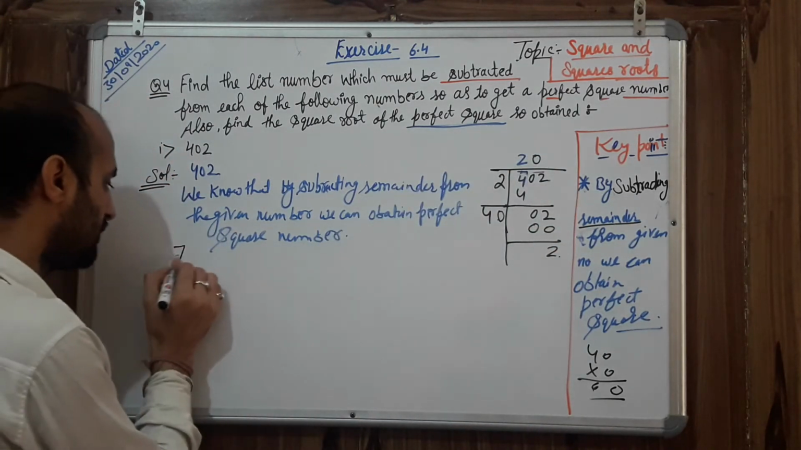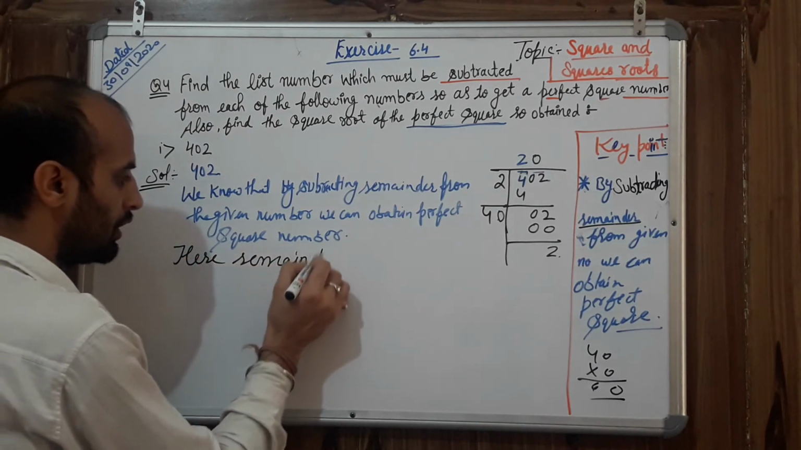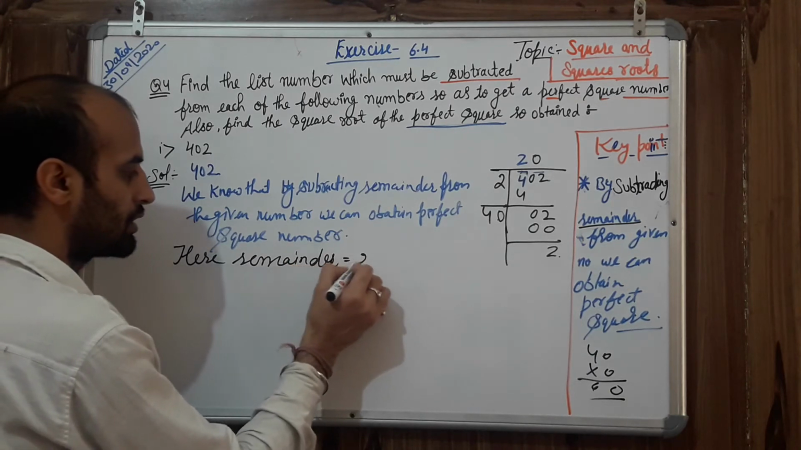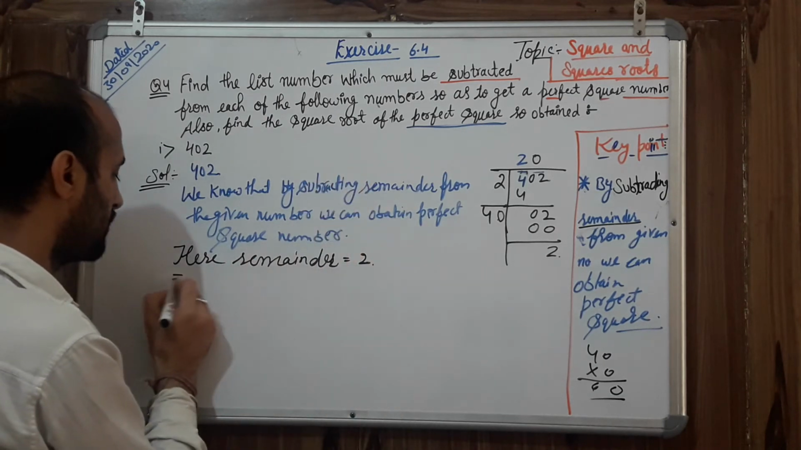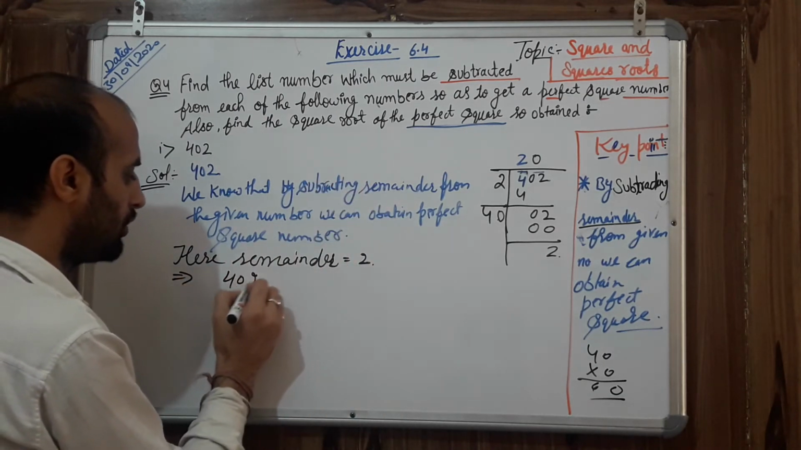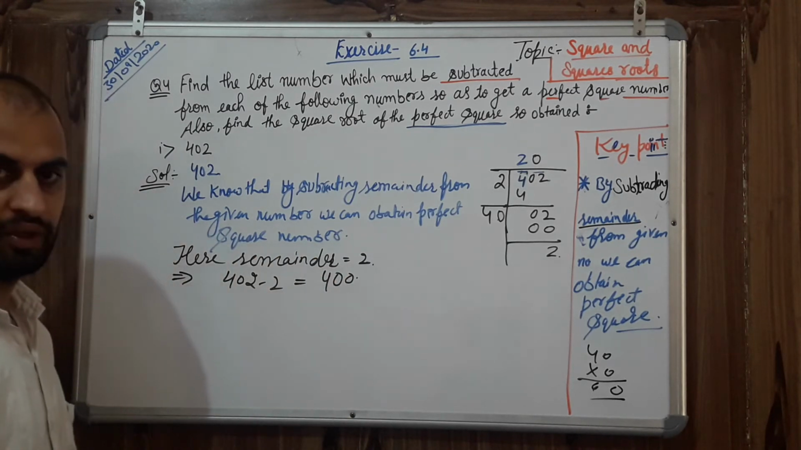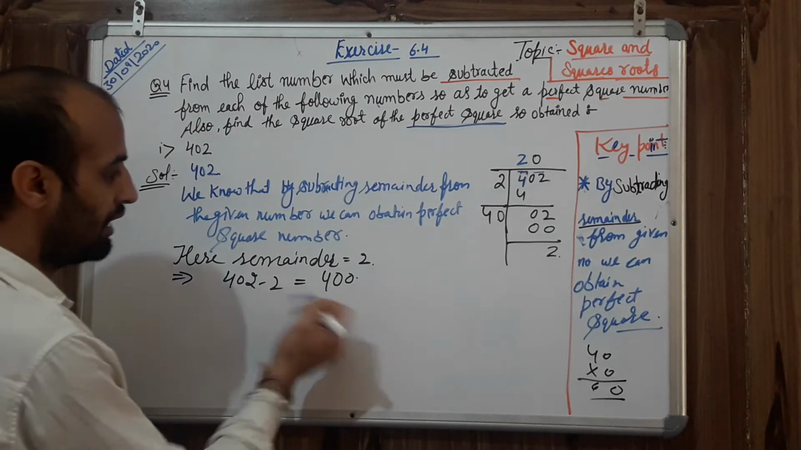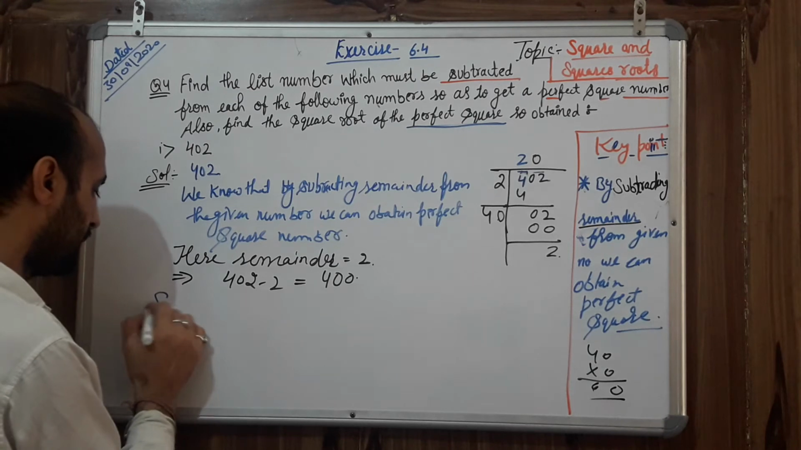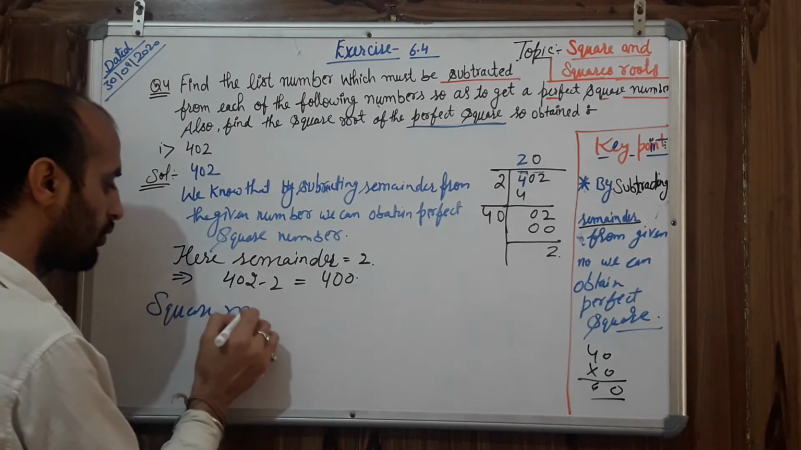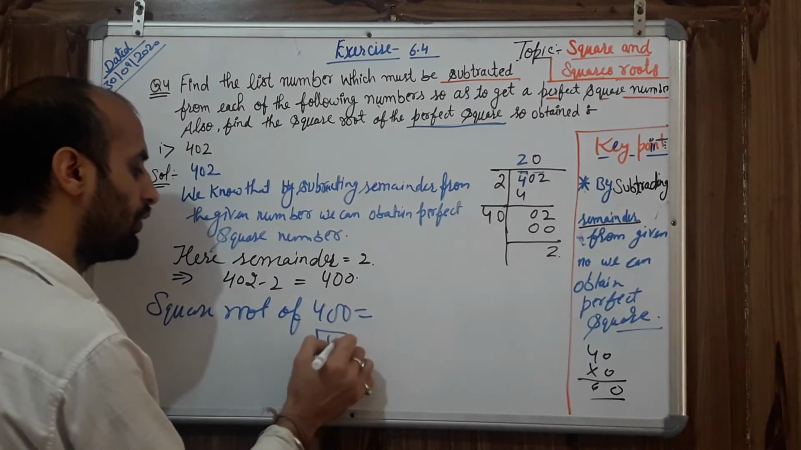So I can write here remainder is equal to 2. And it is clearly written that we need to subtract it. Therefore, I need to do 402 minus 2. That is 400. Next step. Now I need to check 400. Is it a perfect square? So I need to write the square root of 400. Our task is to find the square root of 400.